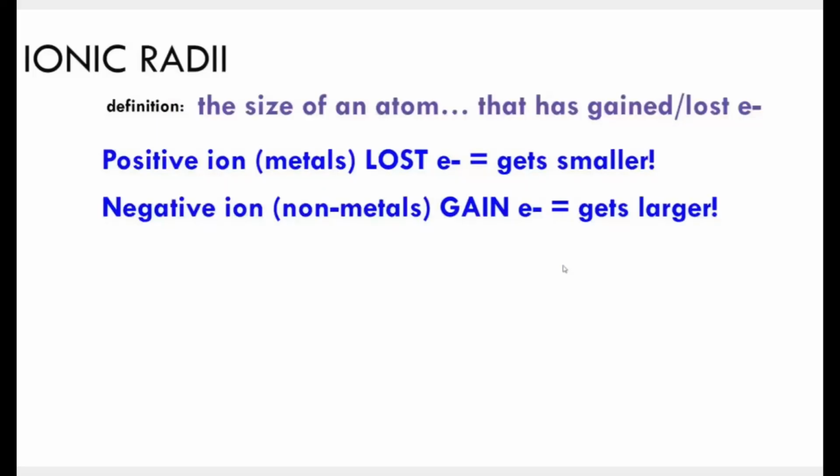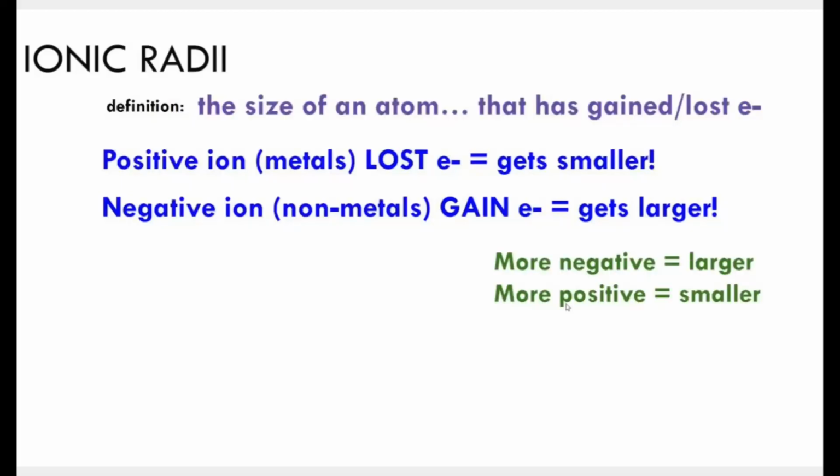Now, there are two different types of ions, and they're going to be different sizes. Positive ions, which FYI tend to be our metals, tend to lose electrons. To be positive, you need less of that negative electron stuff. And losing electrons, just like when people lose weight, makes you smaller. Negative are the opposite. To become negative, which tend to be our nonmetals, they had to gain electrons to become more negative. And because they gain some electrons, they are getting larger.